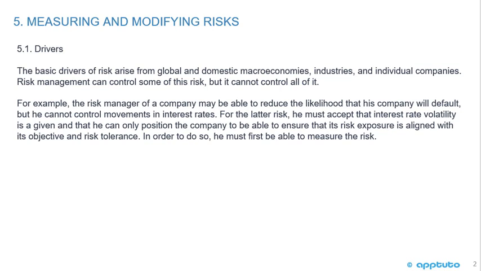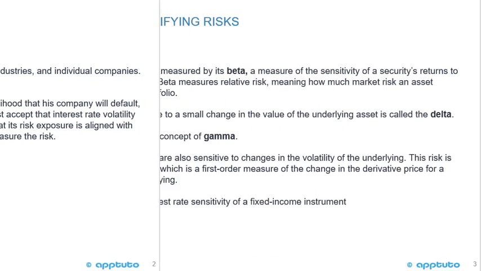Risk management can control some of this risk, but it cannot control all of it. For example, the risk manager of a company may be able to reduce the likelihood that his company will default, but he cannot control movements in interest rates. For the latter risk, he must accept that interest rate volatility is a given and that he can only position the company to ensure that its risk exposure is aligned with its objective and risk tolerance. In order to do so, he must first be able to measure the risk.